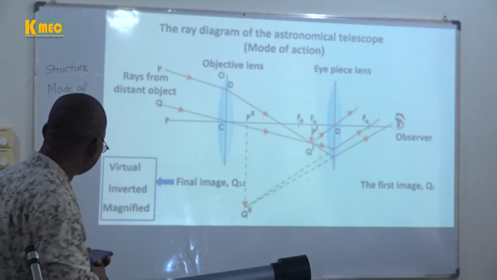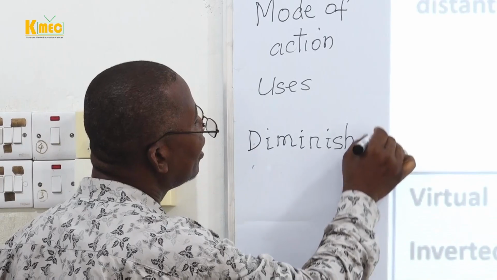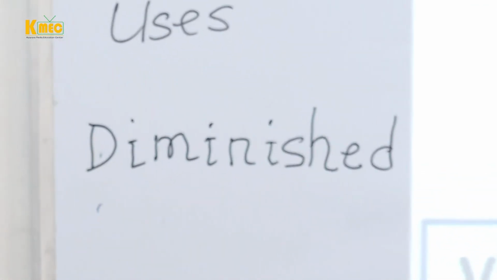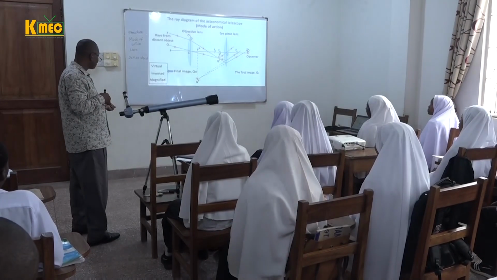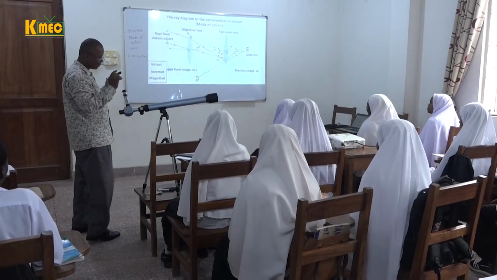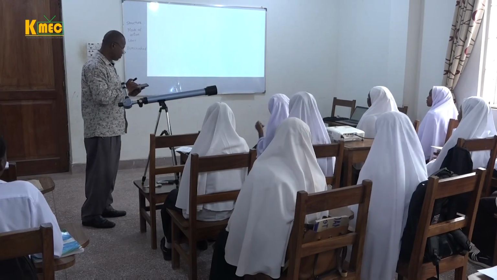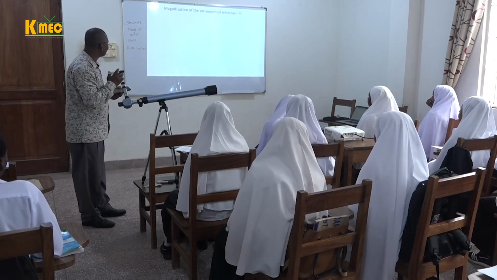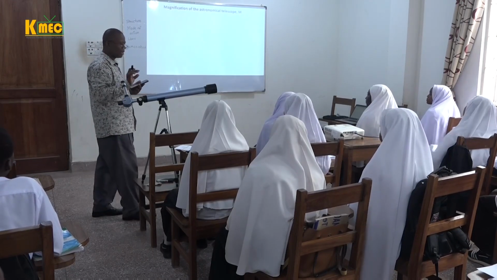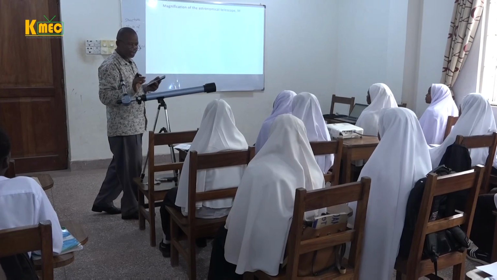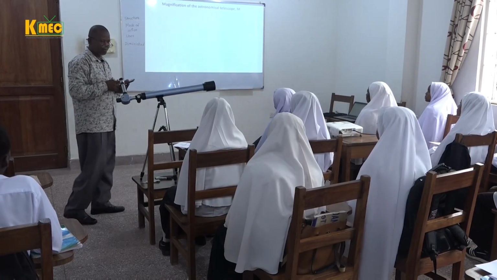Now all of you say diminished. Diminished is the opposite of magnified for the image, right? So when we are talking about the magnification of the astronomical telescope, we mean that we have to compare the size of the object and the size of the image found from the telescope, right?